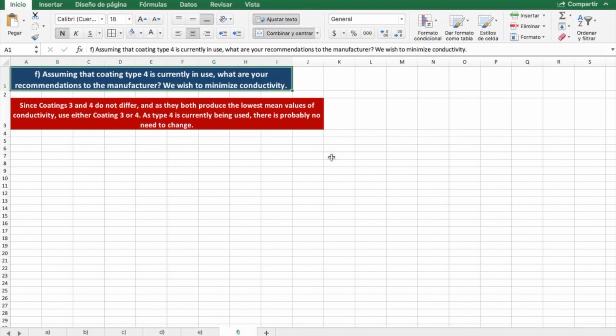And the last question is: assuming that coding type 4 is currently in use, what are your recommendations to the manufacturer? We wish to minimize conductivity. And the answer is: since codings 3 and 4 do not differ, and as they both produce the lowest mean values of conductivity, use either coding 3 or 4. It's the same. But as type 4 is currently being used, there is probably no need to change because it is a good option to continue using.